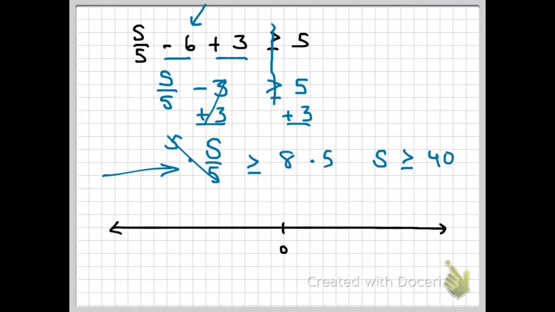So when we go to graph this, say 40 is here. Remember, this is a closed circle because of this underline here. And since it's pointing to the right, we're going to shade to the right. And we're good to go.